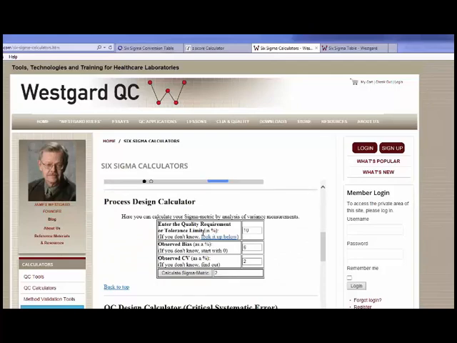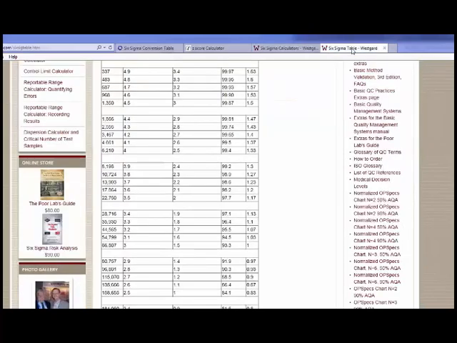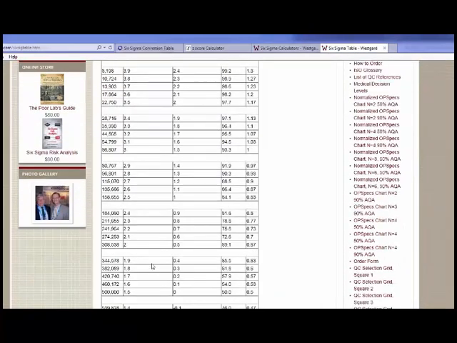If you come down here, enter your quality requirement, your allowable error limit is 10. If you have an observed bias of 6, an observed SD of 2, 6 plus 2 times 2 is 10, your total error equals your total allowable error, but your sigma metric is still 2. With a sigma metric of 2, according to this table, that's a 31% error rate.